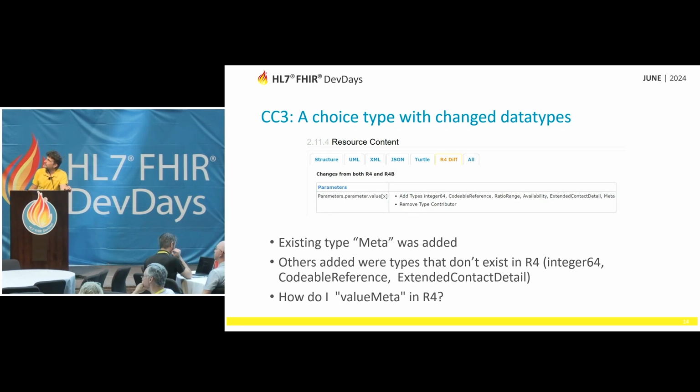The third corner case, now it gets scarier. This is the one we never hoped would happen, but of course it does. We have, let's say, parameters.parameter.value[x]. So in any version of FHIR, the x can be any data type, but that means that in a new version of FHIR, it's all the new data types too. So between R4 and R5, we added integer64, CodeableReference, and so on. And CodeableReference, ExtendedContactDetail, and integer64 didn't exist in R4.